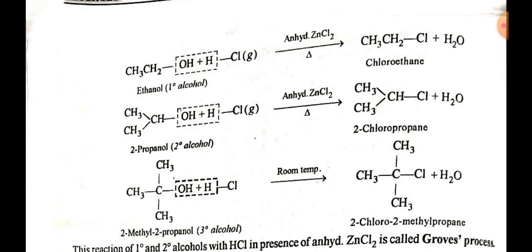When a primary alcohol reacts with HCl and anhydrous ZnCl2 on heating, it gives chloroethane. When a secondary alcohol reacts with anhydrous ZnCl2 and HCl, it gives 2-chloropropane. When a tertiary alcohol reacts with HCl at room temperature, it gives 2-chloro-2-methylpropane. This reaction of primary and secondary alcohols with HCl in the presence of anhydrous ZnCl2 is called the Groves process.